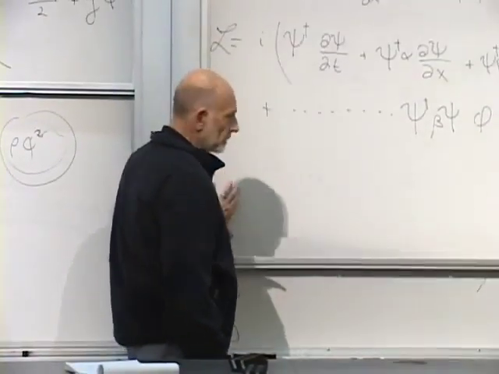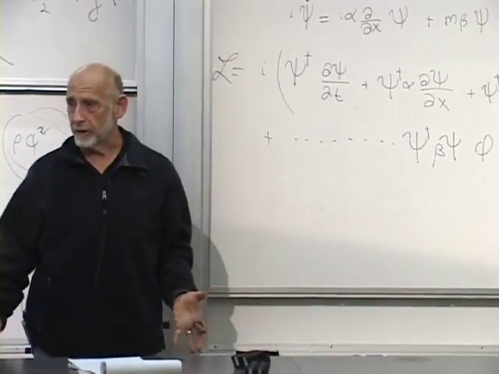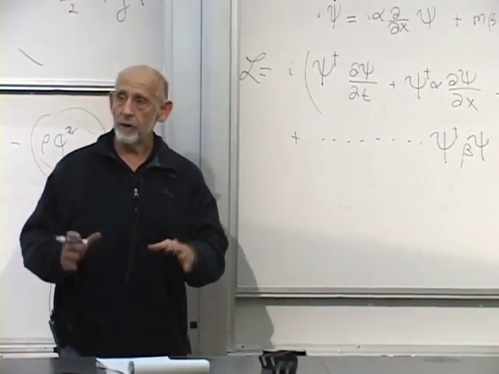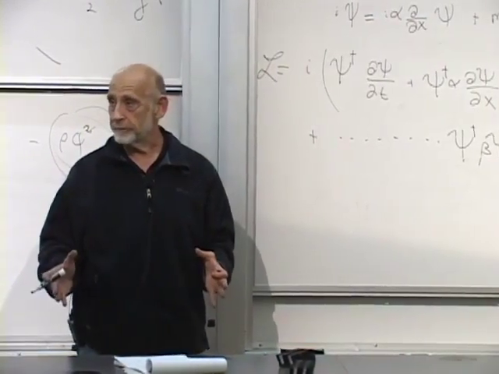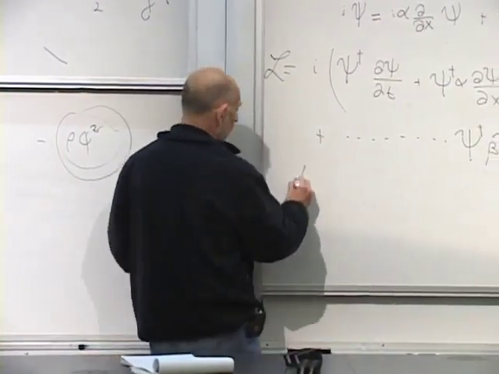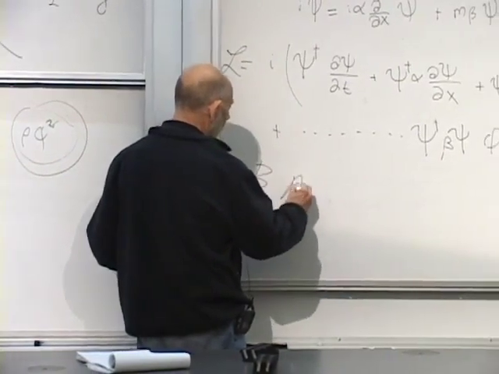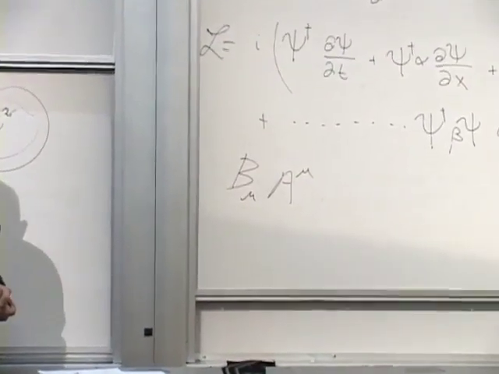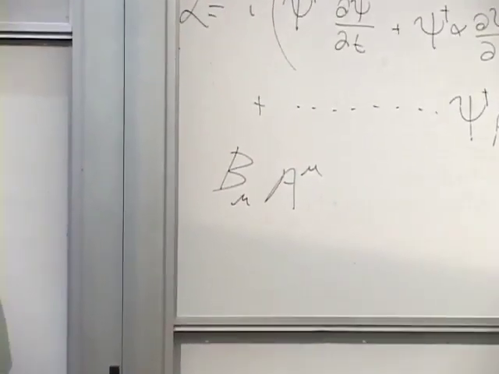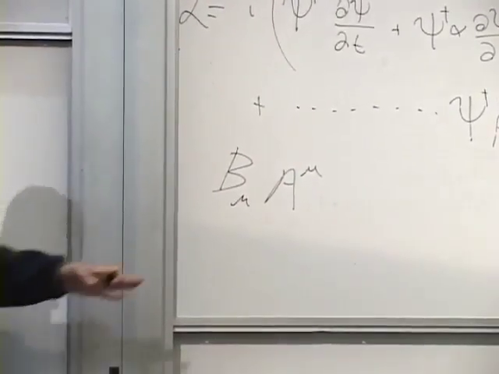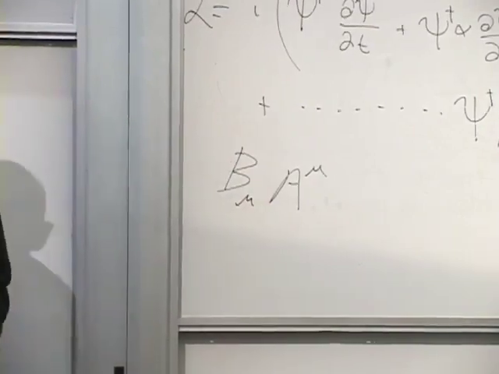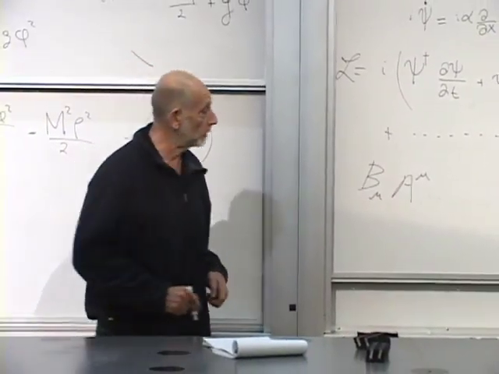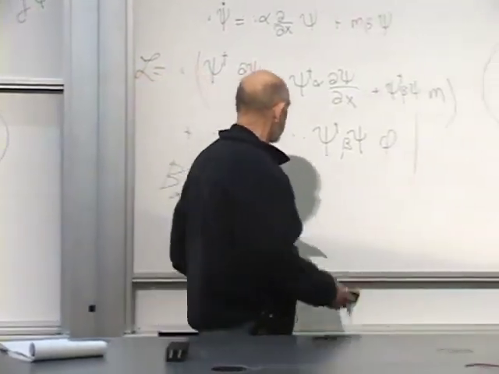You can make scalars by multiplying vectors together. For example, given two vectors, b mu and a mu, you can make a scalar like so. So you've got psi psi, we have a mu, but we don't have a vector composed out of the psi. But we do have a vector composed out of the psi. So let me tell you what the vector composed out of the psi is.